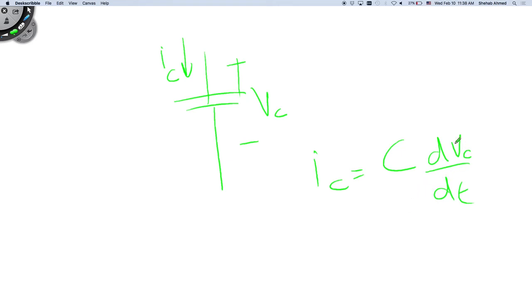As soon as I put a voltage across the capacitor, if there is a time varying voltage across the capacitor, it means that there is current flowing. If I want to look at the voltage across the capacitor, I have to take 1/C times the integral of IC dt. I have to look at this current and integrate it with time. So what will be the result? The voltage across the capacitor cannot change instantaneously.